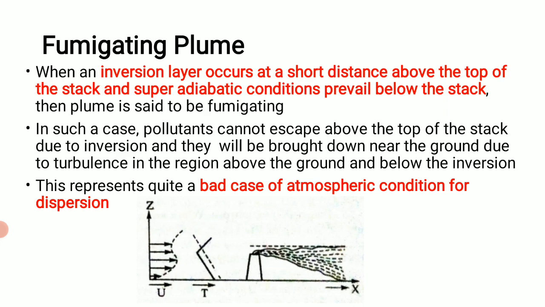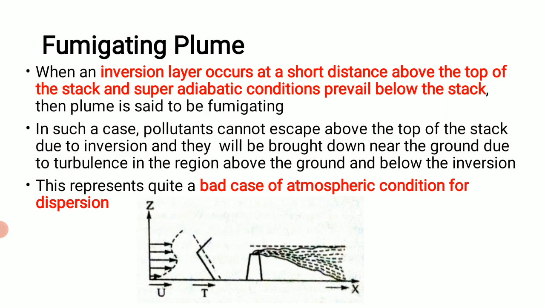So as the unstable layer is below the stack, the pollutants get rapidly mixed up below the stack, so that the concentration of pollutants will reach the ground. And above the stack, an inversion layer exists, so the pollutants will not be mixed up above the stack. Instead it gets distributed below the stack, and it will reach the ground level due to the high turbulence in that region. Okay, so this is considered to be a very bad case of atmospheric pollutant dispersion.